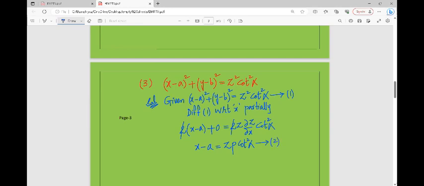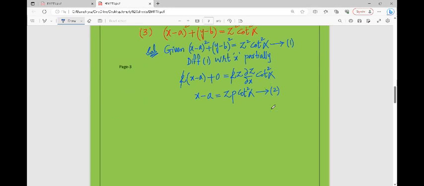Similarly, we have to differentiate equation number 1 again. Differentiating equation number 1 with respect to, what is the variable here? y. Partially with respect to y partially.